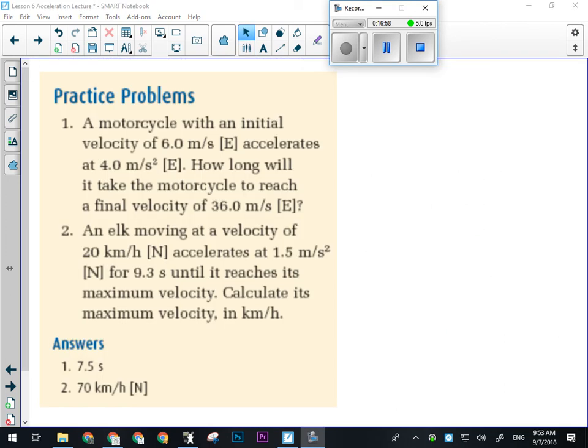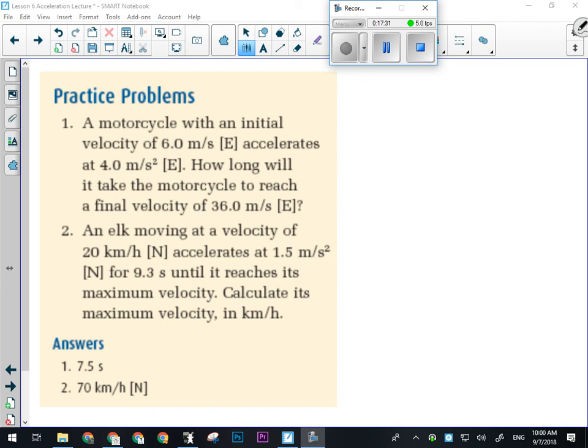Okay, so they're just like the one we just did, except you're going to be solving for different things. All right, so for number 1, we're looking for time again. Okay, number 2, looking for maximum velocity. Now, in number 2, you have kilometers per hour, but you have an acceleration in meters per second squared. So you will need to convert the kilometers per hour to meters per second. Hopefully you remember how to do that. If not, I'll go over it when I go over the question in a few minutes.